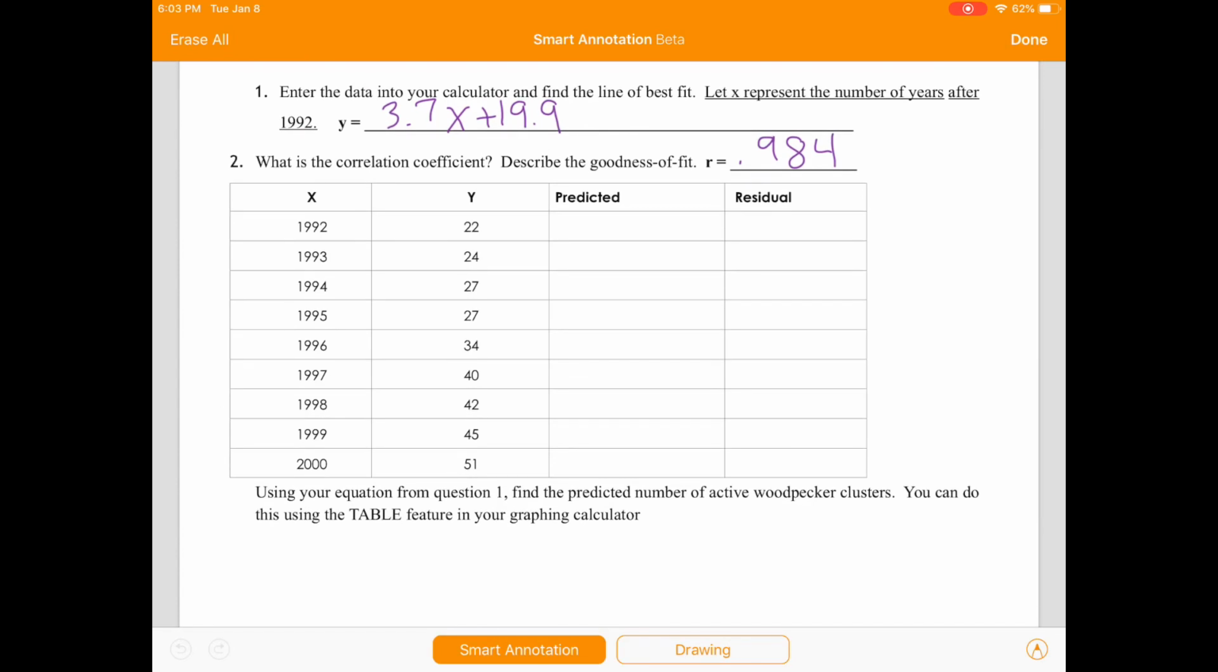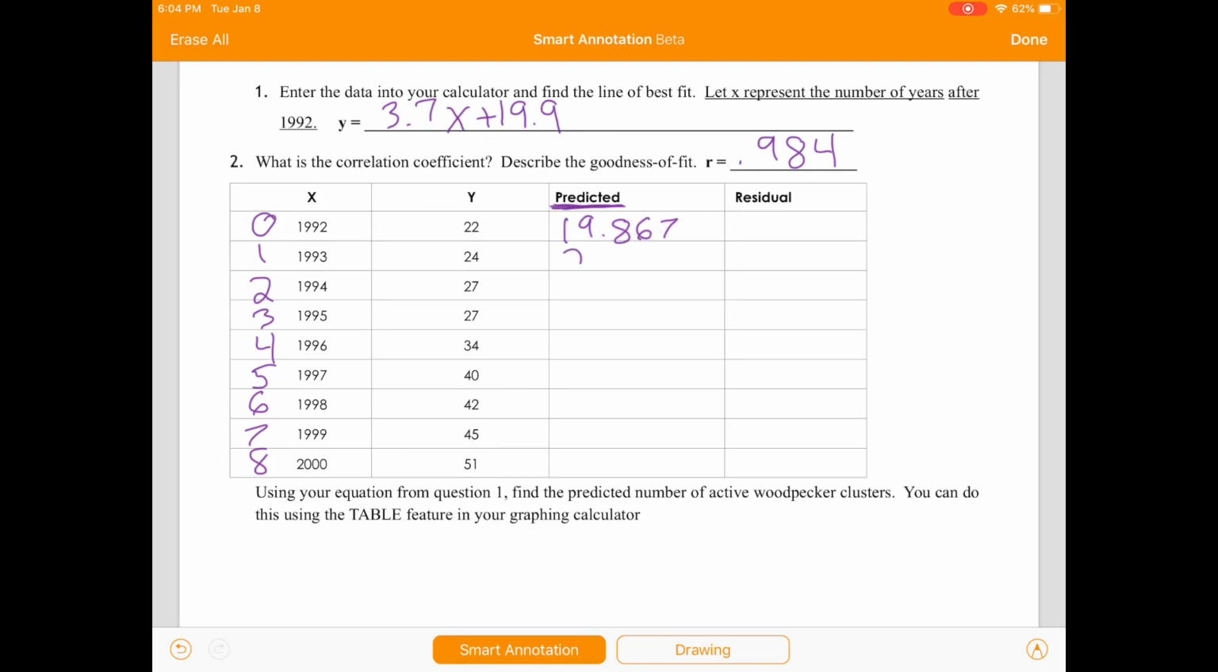So again, the reason why we did all of those crazy steps is so once we saved it with Mr. Vars, we can look at our table on our calculator to get our predicted values. So remember, all of these are 0, 1, 2, 3, 4, 5, 6, 7, 8. And our table is telling us our predicted according to our line of best fit.